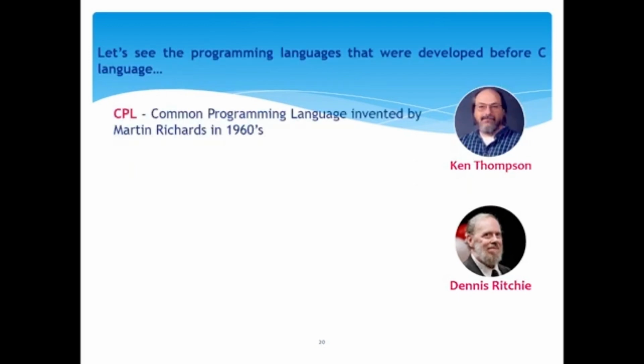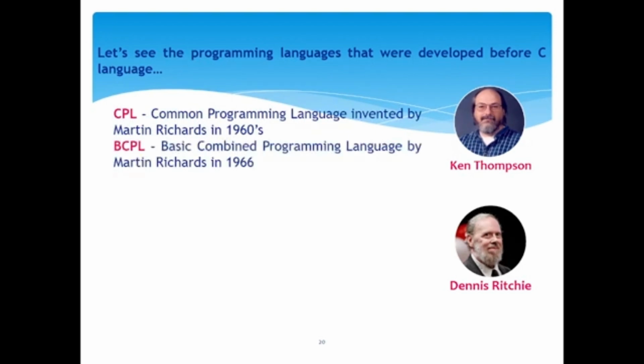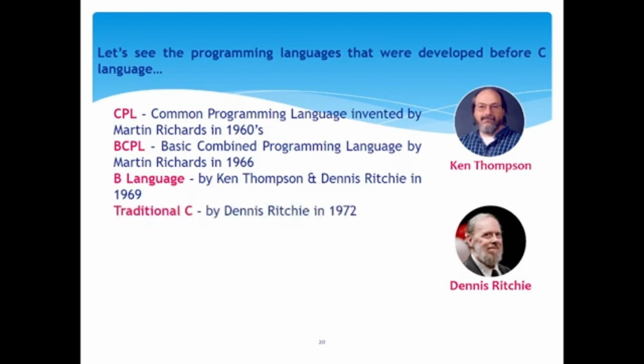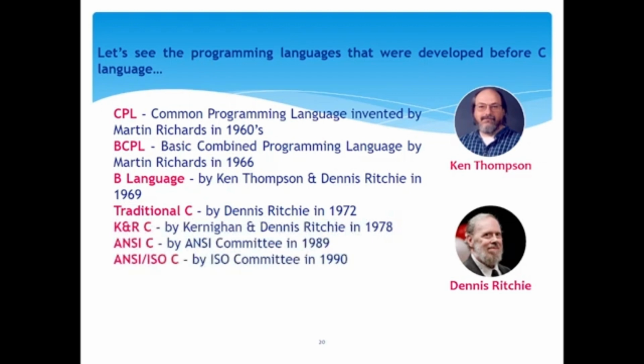CPL, earlier Common Programming Language, was invented by Martin Richards in the 1960s, and it was renamed BCPL, Basic Combined Programming Language, also by Martin Richards. Then Ken Thompson renamed it the B language, with Dennis Ritchie as well, and traditionally it is called C by Dennis Ritchie in 1972. And we have different versions: K and R C, ANSI C, ANSI ISO C, etc.